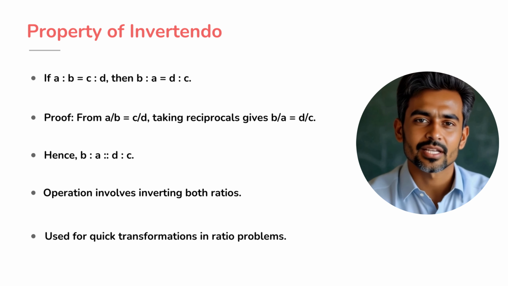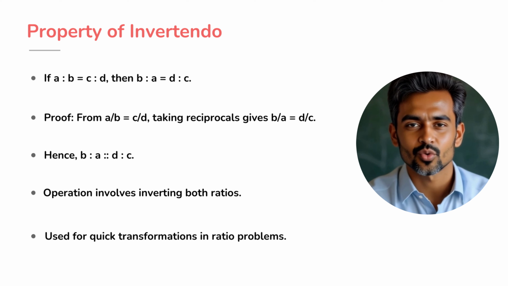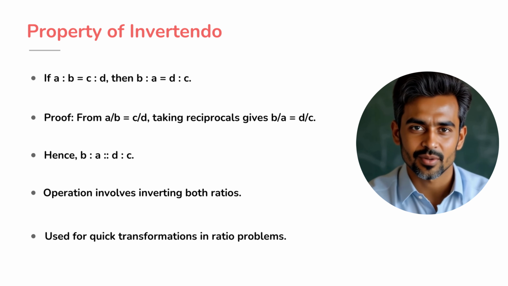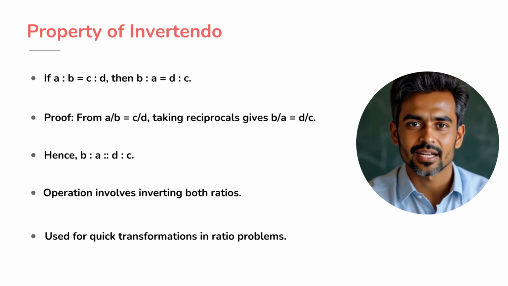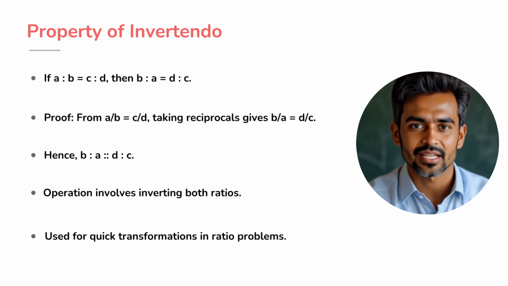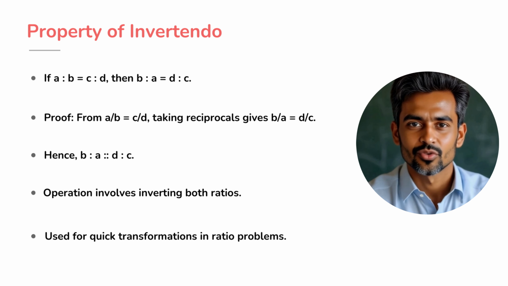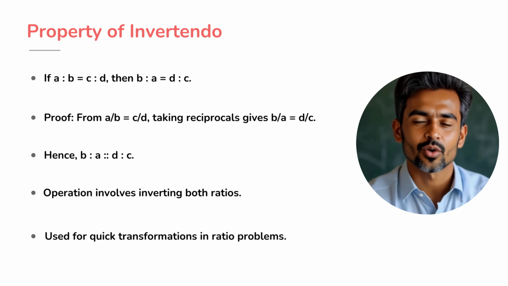The first property is invertendo. It says if a : b = c : d, then b : a = d : c. Let's prove it. Start from a divided by b equals c divided by d. Take reciprocals of both sides. That gives b divided by a equals d divided by c. In ratio form, that means b : a = d : c.